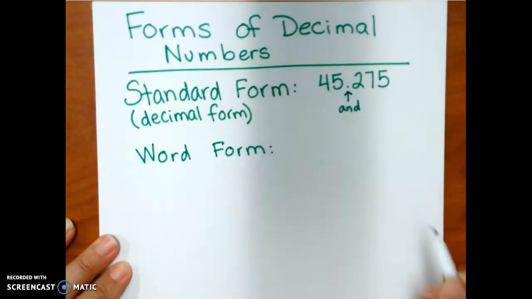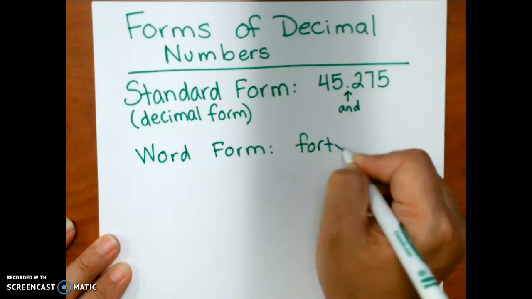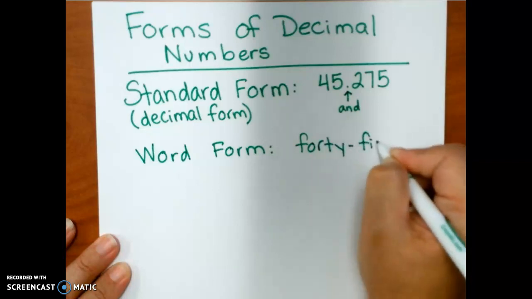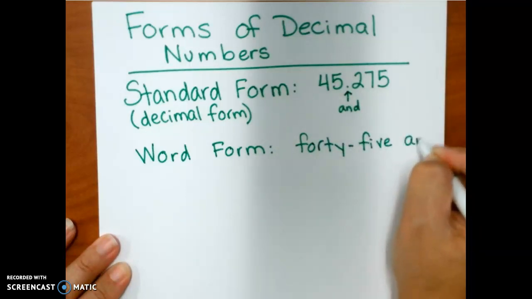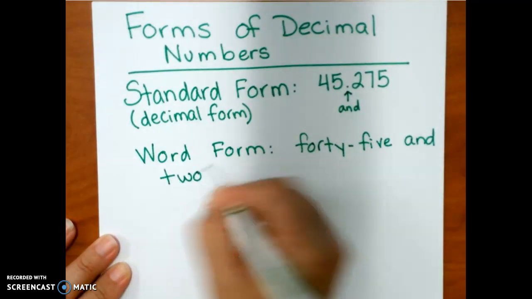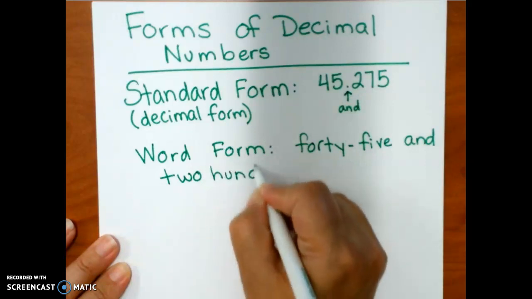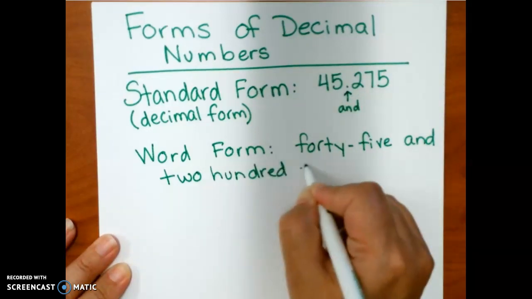So in word form, I have 45 and 200, because that's what it looks like, 275 thousandths.